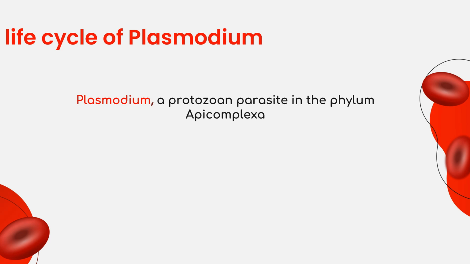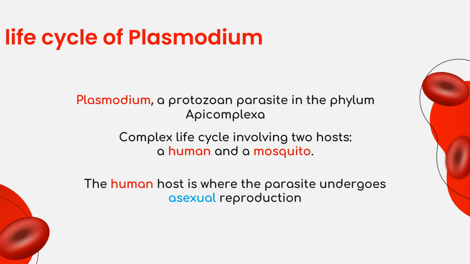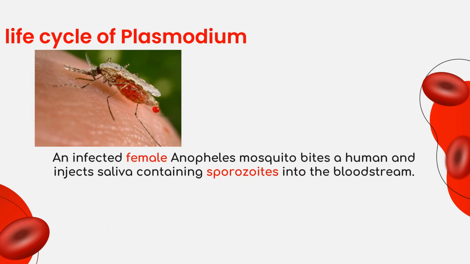Plasmodium is a protozoan parasite that belongs to the phylum Apicomplexa. It has a complex life cycle that involves two hosts, a human and a mosquito. The human host is where the parasite undergoes asexual reproduction, while the mosquito host is where the parasite undergoes sexual reproduction. The life cycle begins when an infected female Anopheles mosquito bites a human and injects saliva containing sporozoites into the bloodstream.